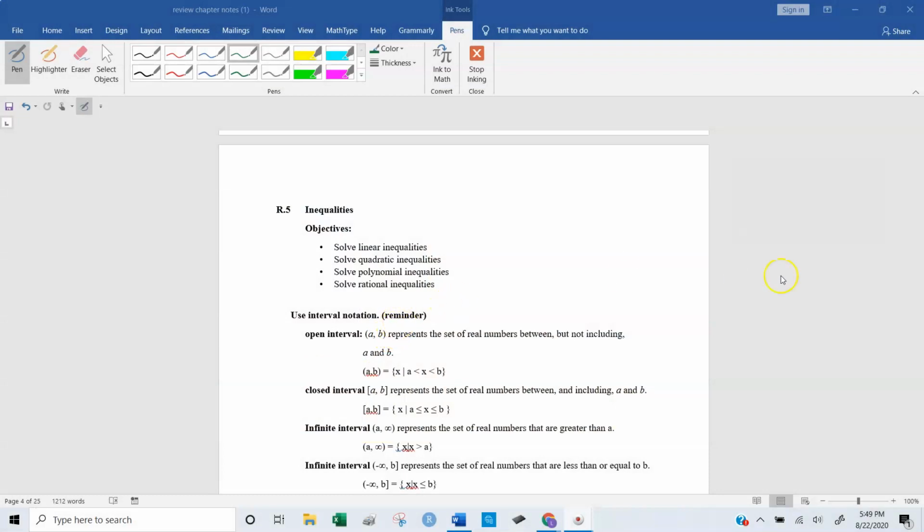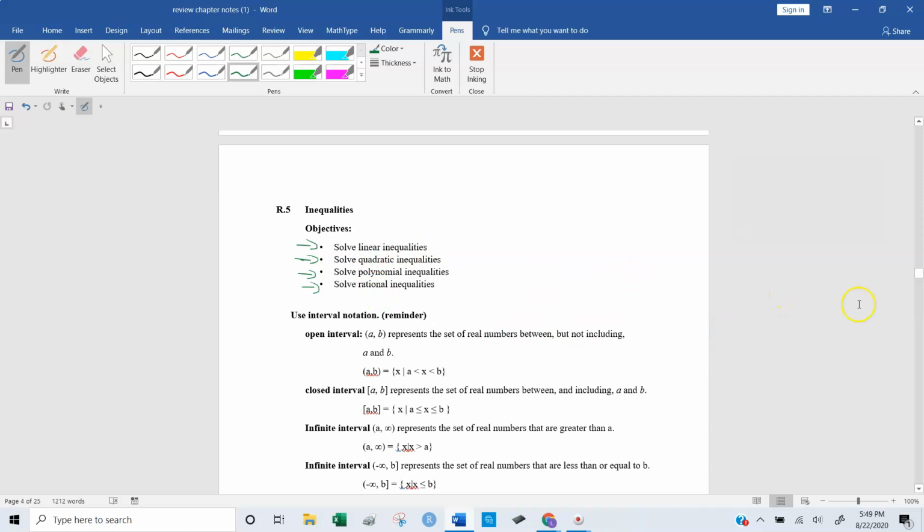All right, when you're looking at your R5 inequalities, there's four things we're going to do today. We're going to solve linear inequalities, so lines. We are going to solve quadratics. Remember, your quadratics are your parabolas. Then any polynomial inequality, so this can be anything, cubes, fourths, whatever we want, and then rational inequalities. Rational just means it's in a fractional form.